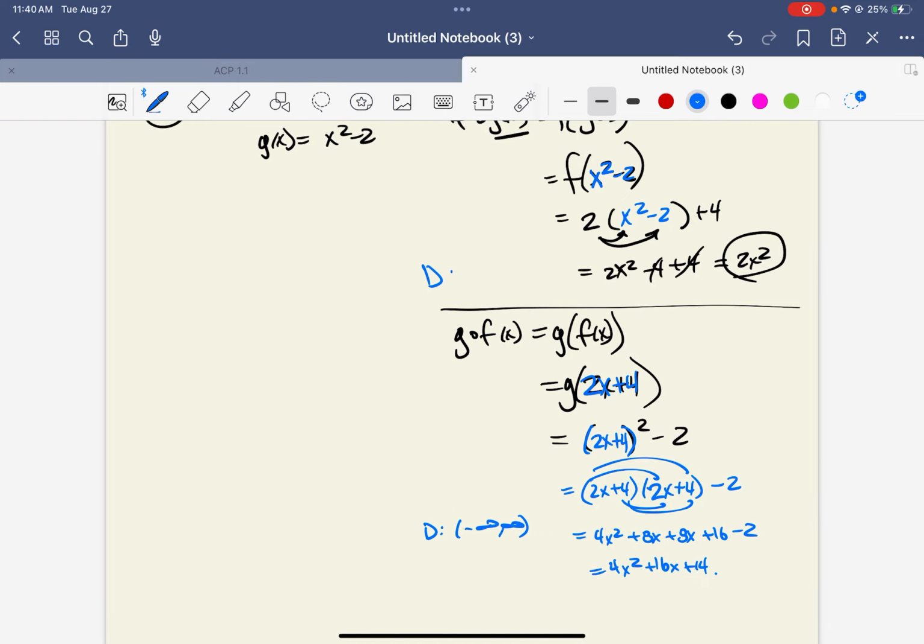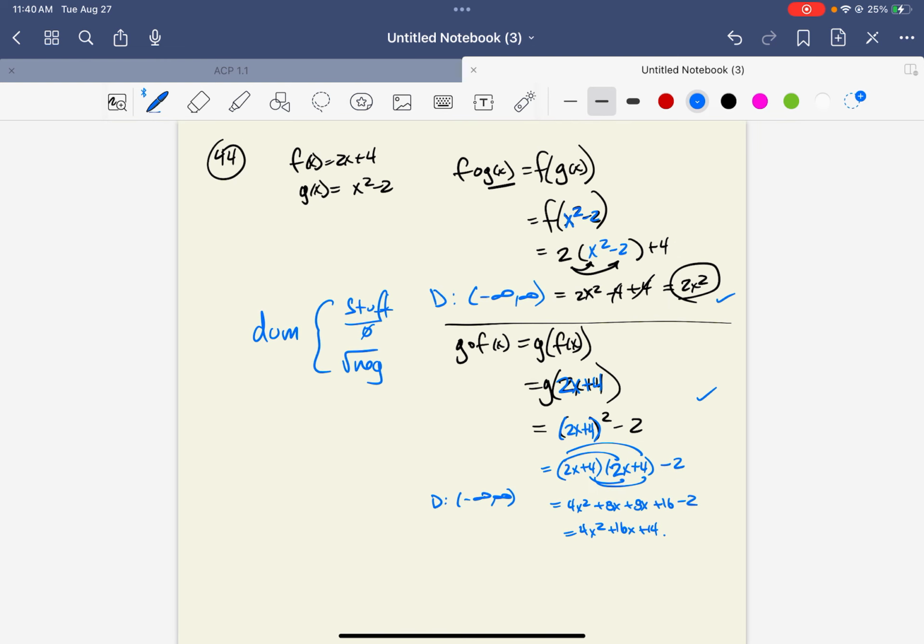The first one, it should be pretty clear that its domain is also negative infinity to infinity, because what do we worry about with domain? We worry about stuff over 0, which is not a problem, or the square root of a negative, neither of which are a problem for either of those functions. So that was 44, and now we do 46.